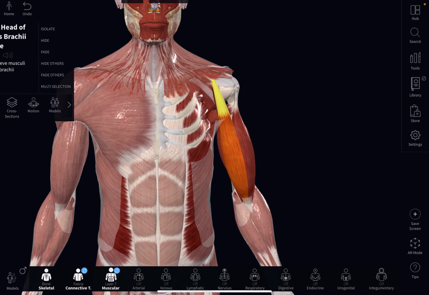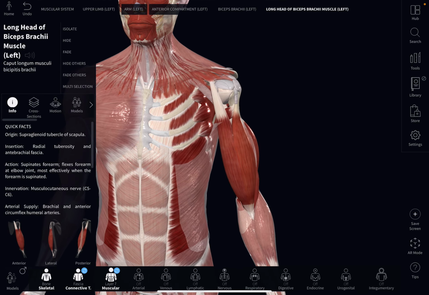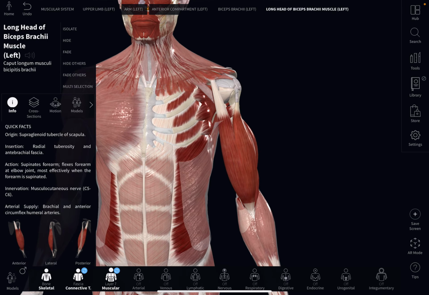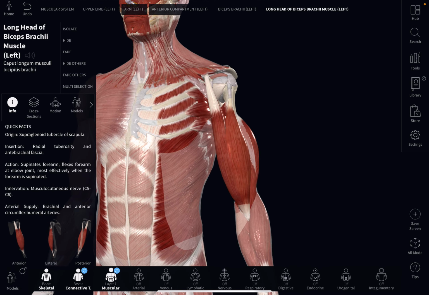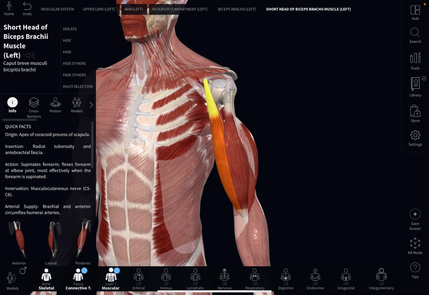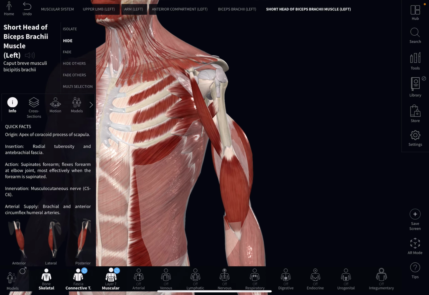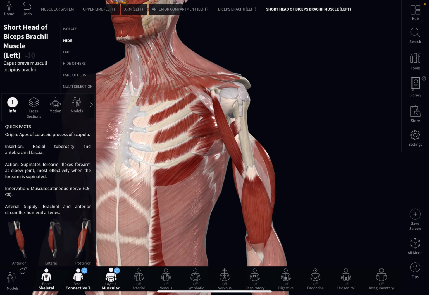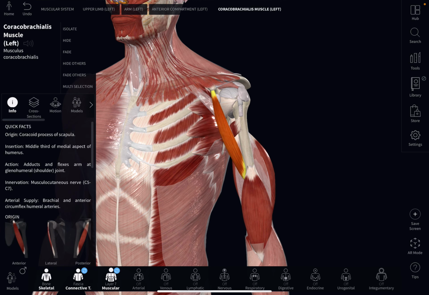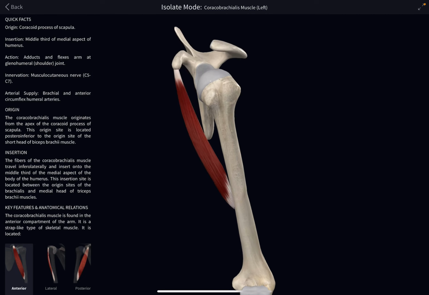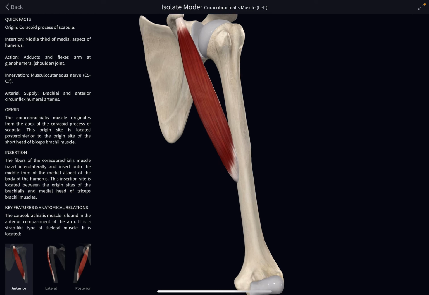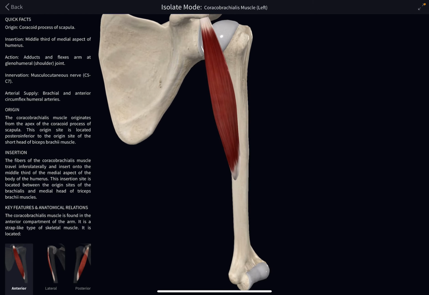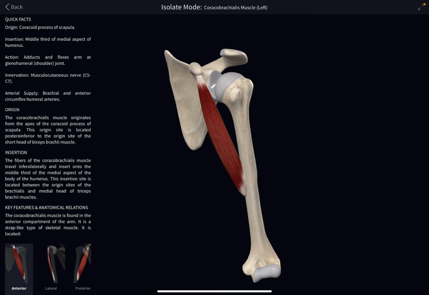So the muscle here, this is the biceps brachii with the long head and the short head, and then we see the coracobrachialis muscle. This coracobrachialis muscle just hides behind the biceps brachii muscle. When I hide the short head of the biceps brachii, I see the coracobrachialis muscle. So this is the coracobrachialis muscle taking its origin from the tip of the coracoid process of the scapula and is getting inserted to the middle of the medial border of the shaft of the humerus.